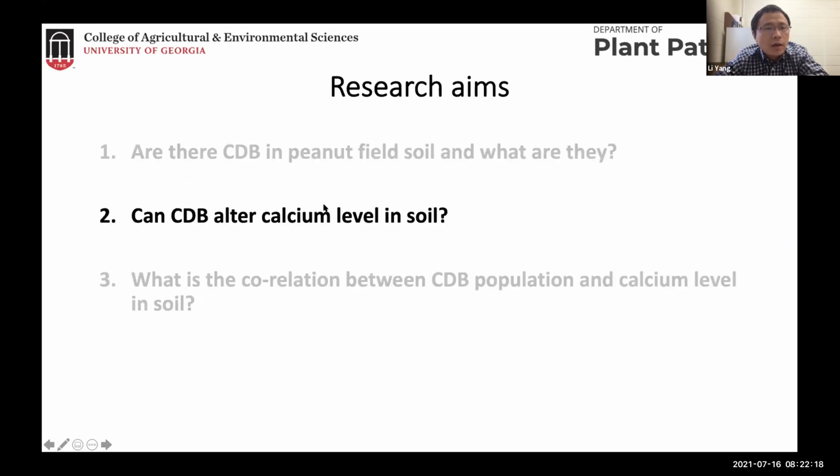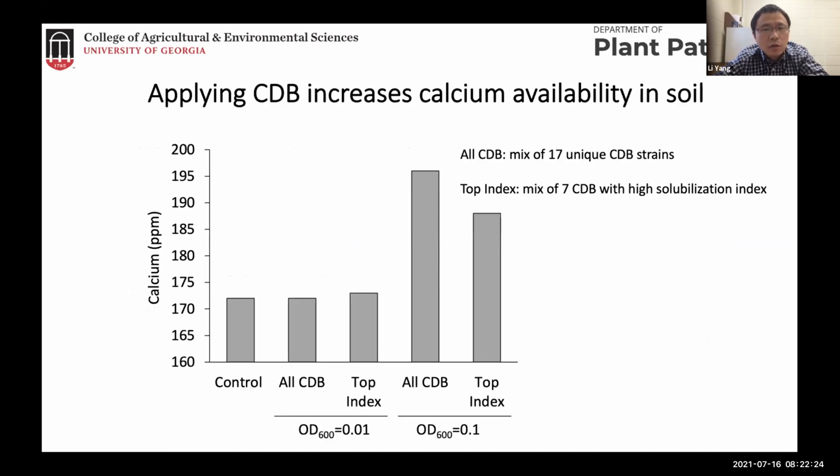Next, we ask an important question: whether changing the level of CDB can alter calcium level in soil. So Alan did two mixes. One we called all CDB mix, which is a mixture of 17 unique CDB strains. And the second mix we call top index, which is a mix of 7 CDB with the highest solubilization index.